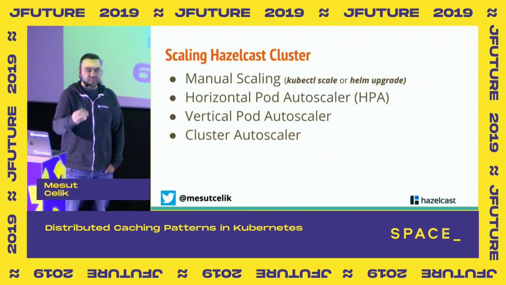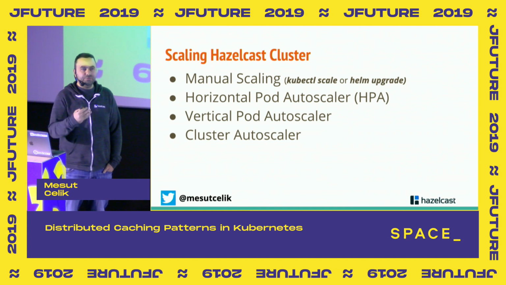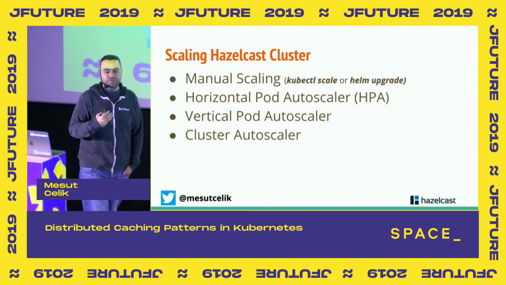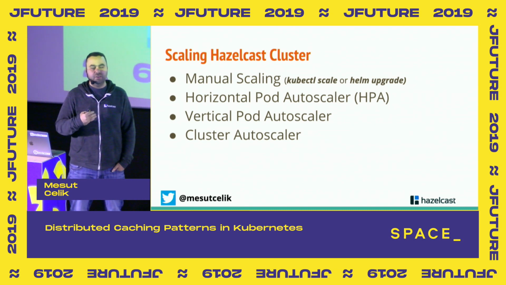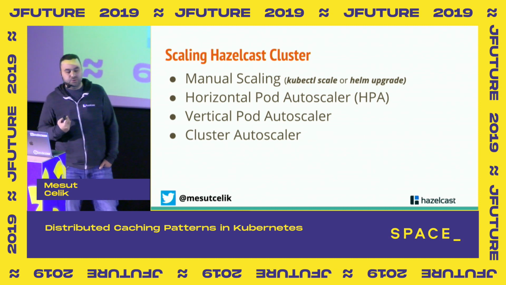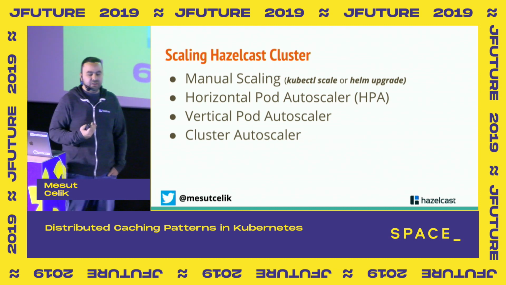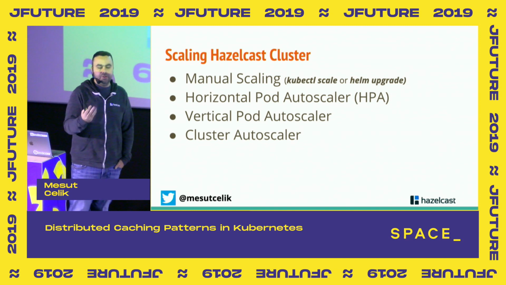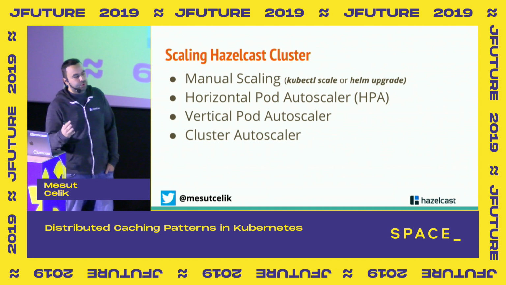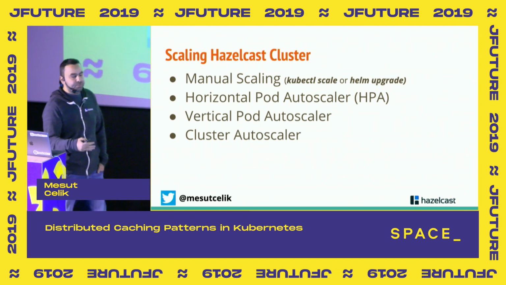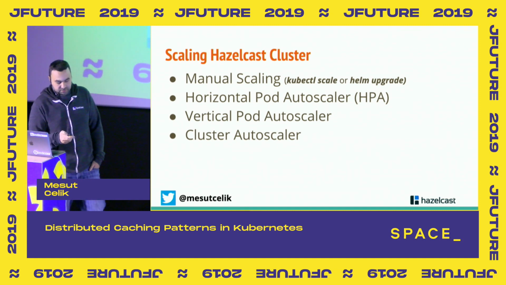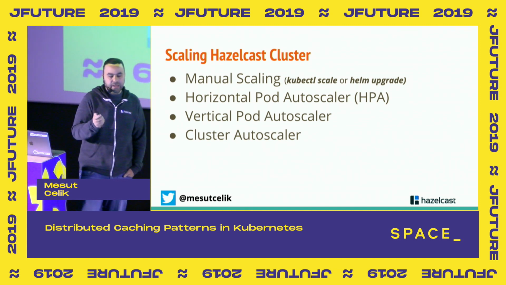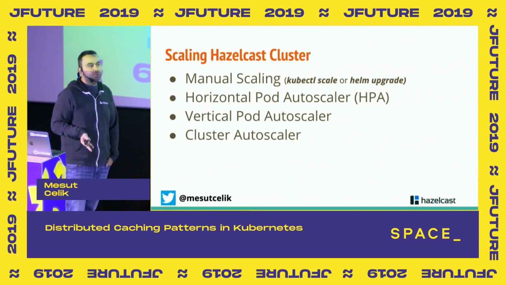The other scaling option that you can use is vertical pod autoscaler. This is basically the old-fashioned scale up, scale down. It's basically restarting your Hazelcast member with more or less CPU or memory requirements. So the number of pods will not increase, but each pod is going to have more or less resources.